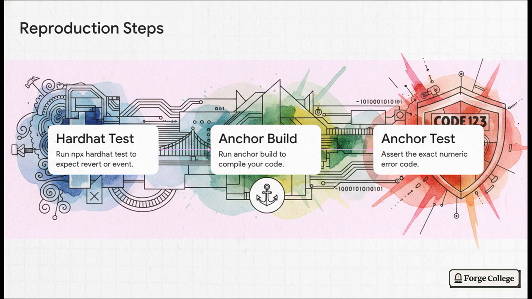In your pattern entry, you must outline explicit steps for both environments. On the Solidity side, you tell the reviewer to run npx hardhat test to ensure the original code reverts or emits exactly as expected. Then you have them run anchor build and anchor test. And in that anchor test, they shouldn't be looking for a string. They should be asserting the return of the specific numeric code, like a ProgramError.custom variant.